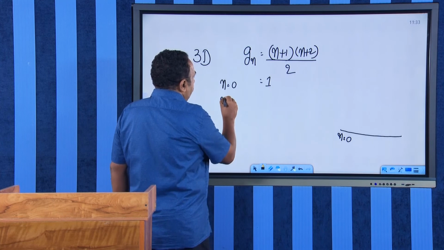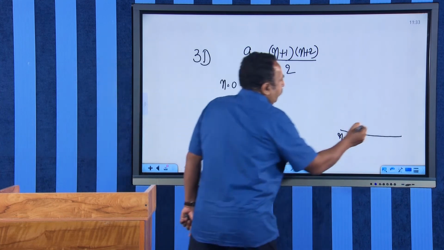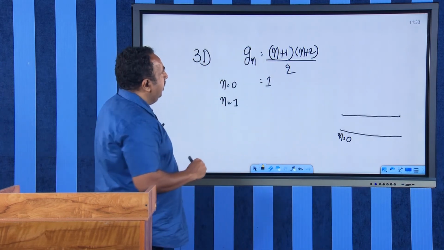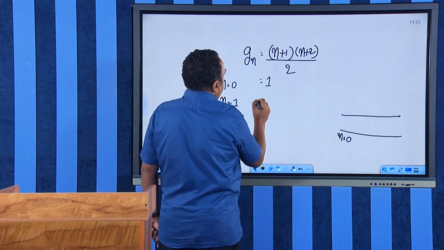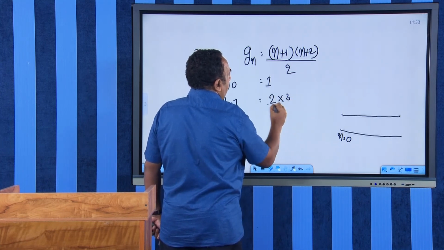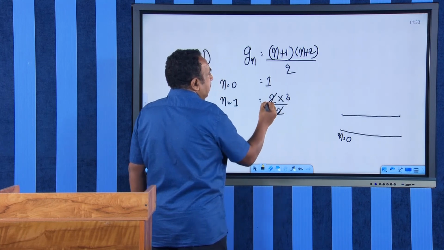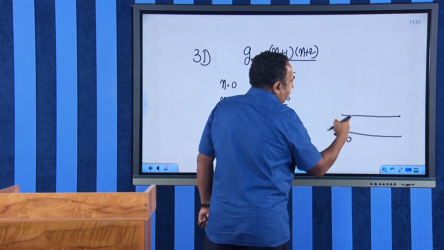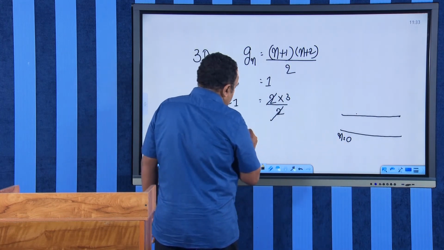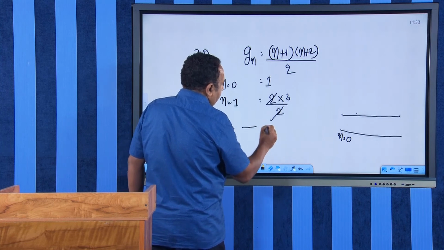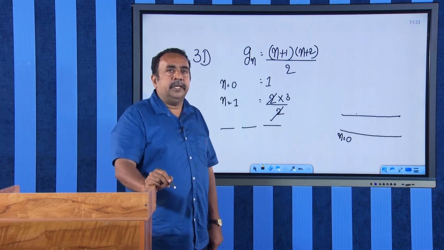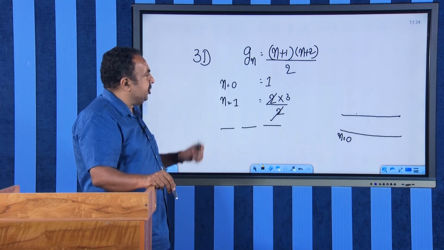If I put n equal to 1, I have the second energy level. This will be 2, this will be 3, and 2 into 3 divided by 2 gives 3. Therefore, instead of 1, there will be 3 states having the same energy at this level.